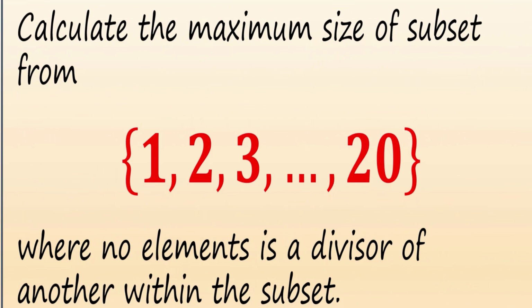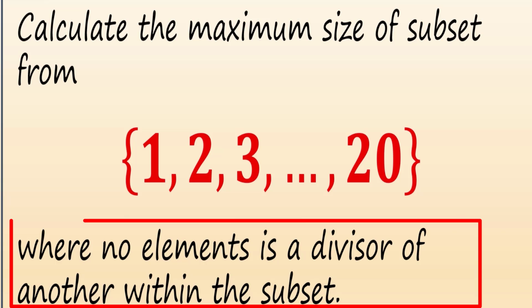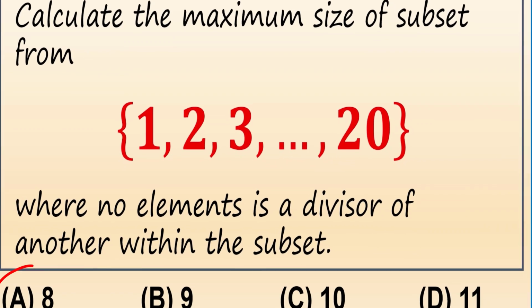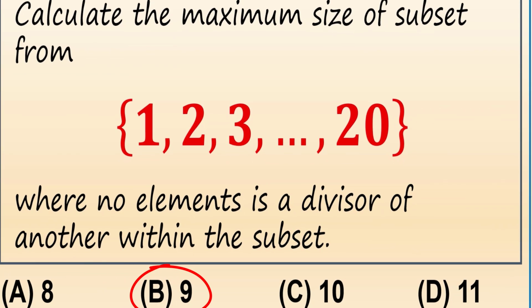Here is the problem. Calculate the maximum size of subsets from 1, 2, 3, all the way to 20, where no element is a divisor of another within the subset. The options are A 8, B 9, C 10, and D 11.